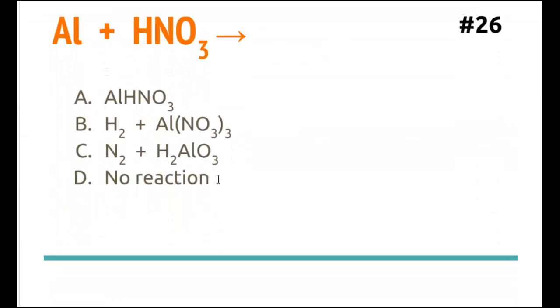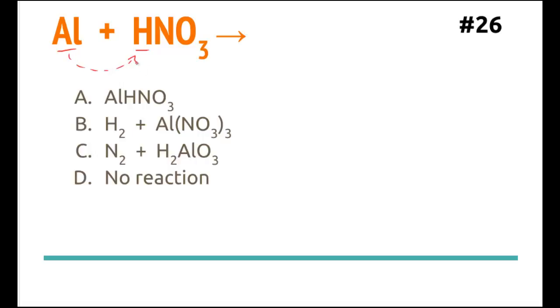This is a single replacement reaction, right? Aluminum is going to come in and bump HNO3 out. So aluminum is going to bump hydrogen out of HNO3. Why hydrogen? Well, if I look at my activity series of metals, aluminum is a metal, obviously. Hydrogen isn't a metal, but it acts like one. So what's going to happen is aluminum tries to kick hydrogen out.